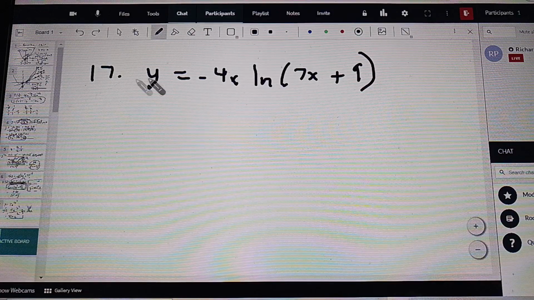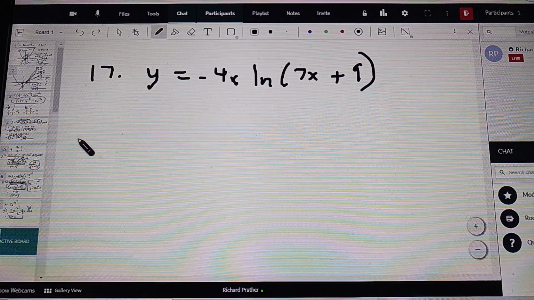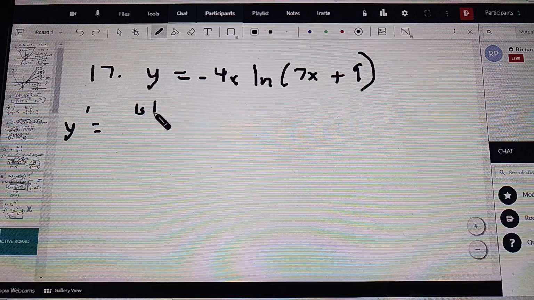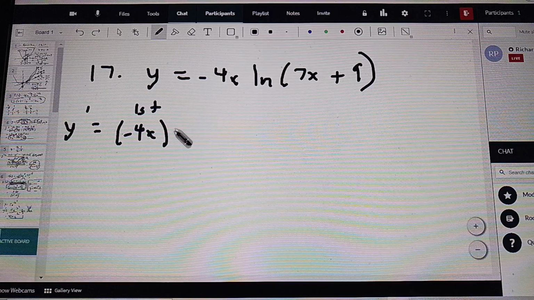So from the outside, this looks like a product rule. I have something of x times something of x. That's the product rule. So I'm doing the product rule first: first times the derivative of the second.